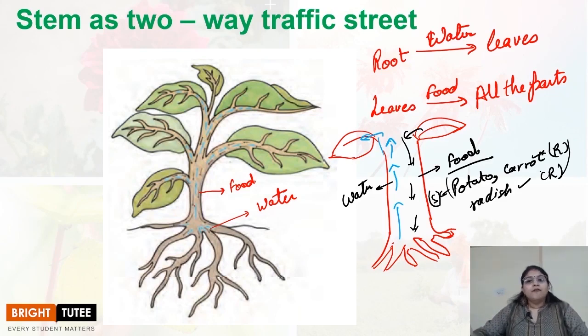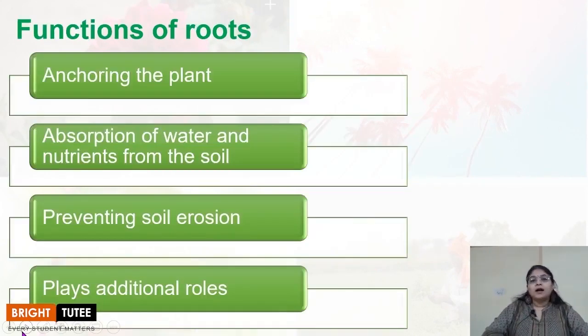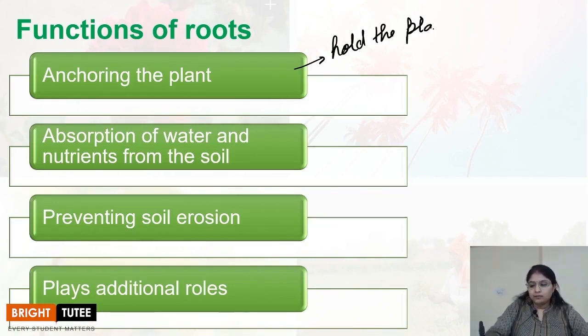Now this is the function. In this way we saw the function of root, and we also saw how the stem acts as a two-way street. Now let's move on and revise the functions of the root. First of all, the very important function is anchoring of the plant. That means it holds the plant in the soil, right? Then next, absorption of water and nutrients from the soil. So we have seen how the root absorbs water and minerals from the soil and distributes them to all the parts of the plant.